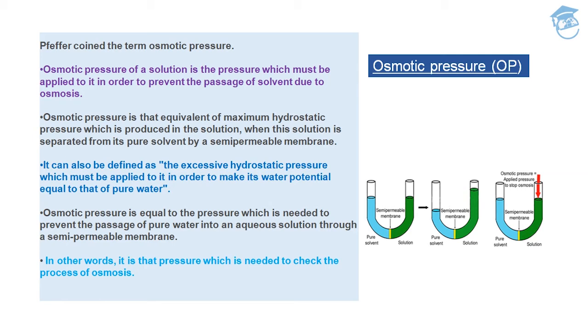So osmotic pressure is equal to the pressure which is needed to prevent the passage of pure water into an aqueous solution through a semi-permeable membrane. In other words, it is that pressure which is needed to check the process of osmosis. Okay, I hope it is clear to you now.